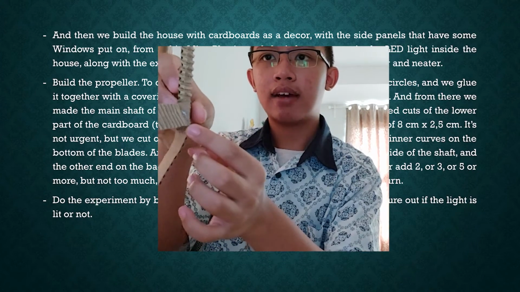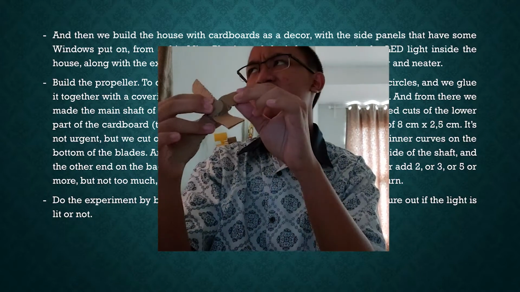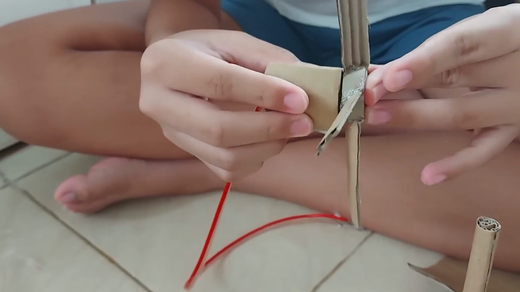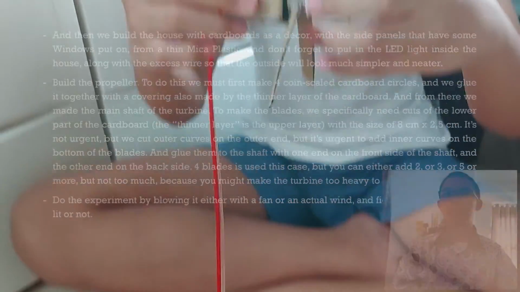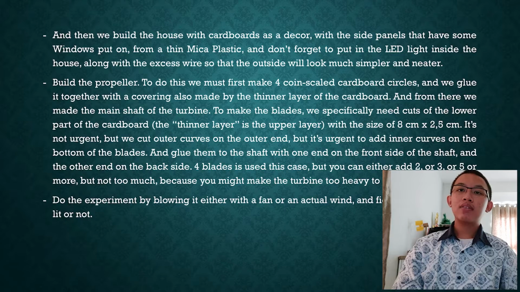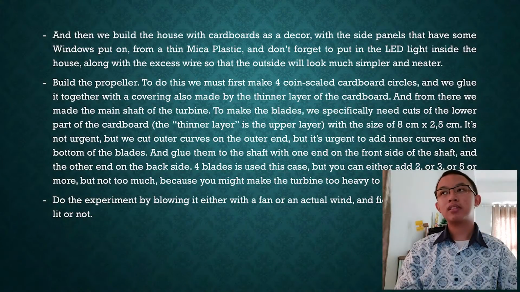Front side of the shaft and the other side on the back side. So we make it about like sort of incline. Four blades is used in this case, but you can either use two or three or five or more, but not too much because you might make the turbine too heavy to turn. Do the experiment by blowing it either with the fan or an actual wind and figure out if the light is lit or not. If it does, then the experiment is a success.